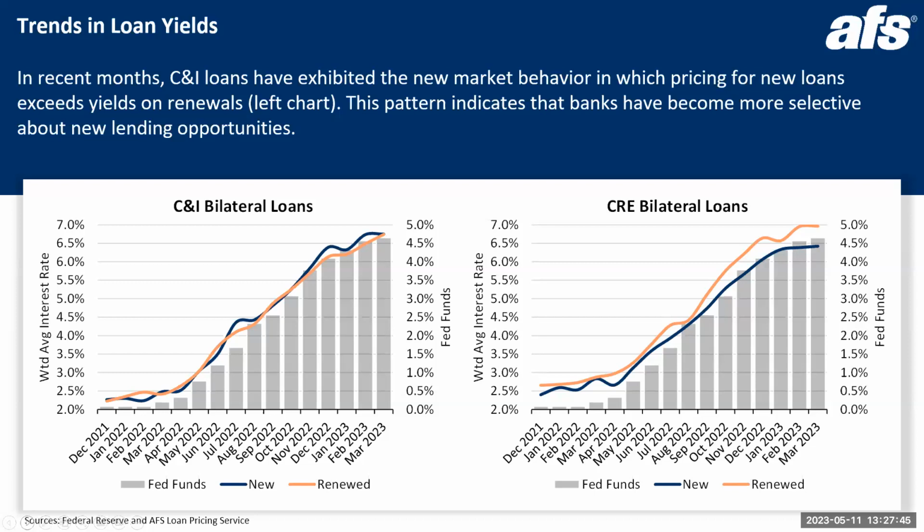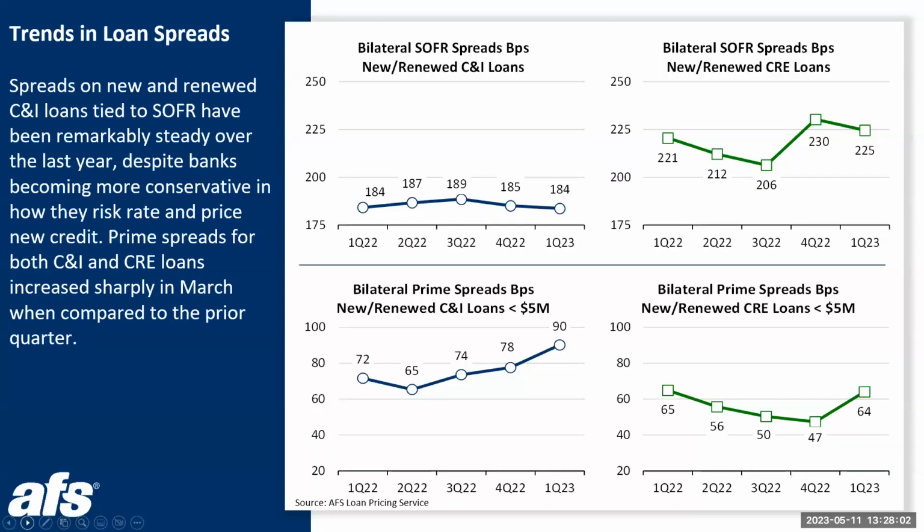In the right-hand chart, we see that renewed CRE loans have been priced above new loans for the past 2 years. But the gap between the new and renewed is widening, reflecting the bank's aggressiveness in going after yield. On the next slide, we present a trend of SOFR and prime spreads over the last 5 quarters. Spreads on SOFR-based C&I loans in the top left-hand chart have shown very little movement over the last year, despite all the interest rate hikes from the Federal Reserve.